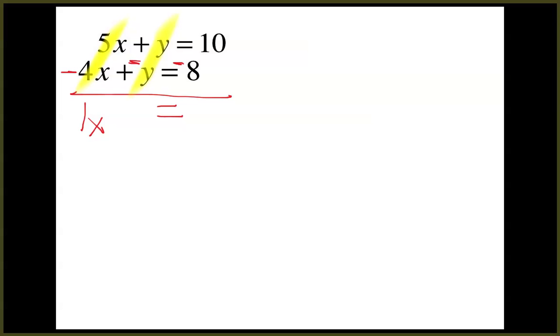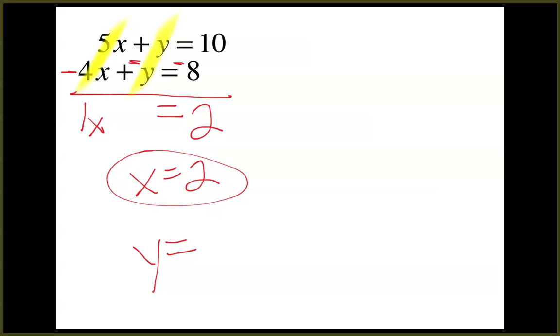When I do 10 minus 8, I get 2. And what do you know? 1x is 2. We already have our solution there. X equals 2. But we're not all the way done. We've got to finish this by figuring out what y equals.